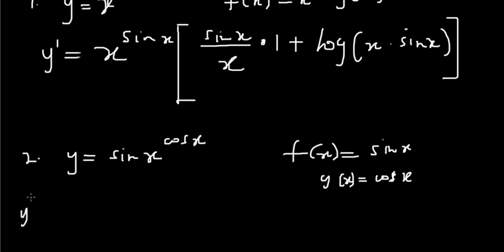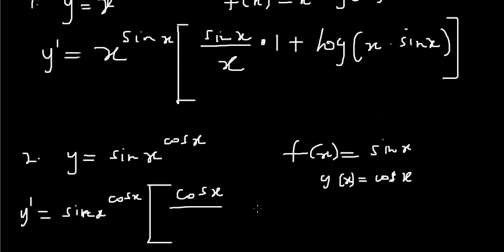So we have y prime equals, we rewrite the formula, sine of x exponent cos of x, and then we bring our big bracket. Now we have g of x, so we have cos x divided by f of x, which is sine of x.